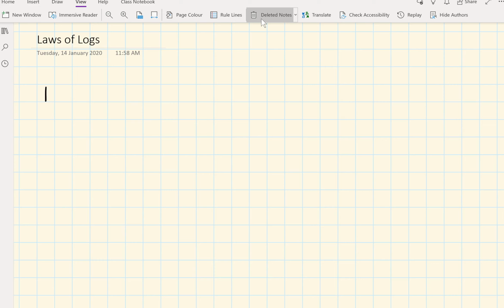So, the first of the laws is this. If I take the log of a product, two numbers together, that will result in this situation. It's going to be the log of A plus the log of B. Let's take an example of this.